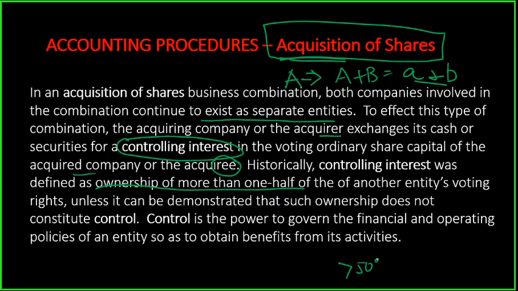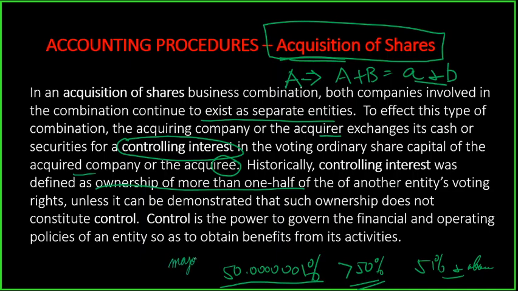In some books, just want to emphasize, they're using the term 51% and above. Not necessarily, because if your interest is 50.0000001%, that's still more than 50%. And that is still considered as controlling interest. In some books they don't use one half or 51 or 50%. Instead, they just use the term majority of the voting interest.